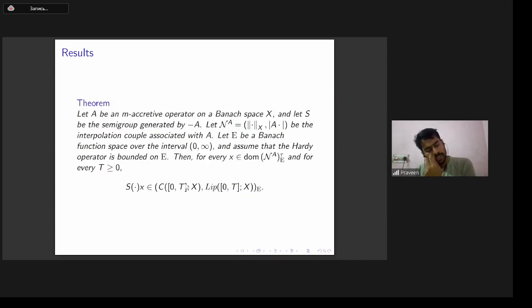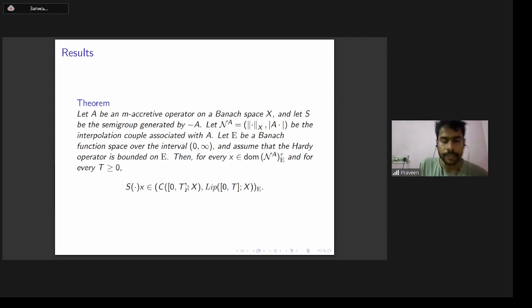Now, it is also well known that if the initial value of the homogeneous abstract Cauchy problem lies in the domain of A, then the solution of that problem is a Lipschitz continuous function. Also, if that initial value lies in the domain of A closure, then the solution is actually a continuous function. So the question that comes to mind when studying interpolation is: what will happen if we take the initial value in the interpolation set between the domain of A and the domain of A closure?